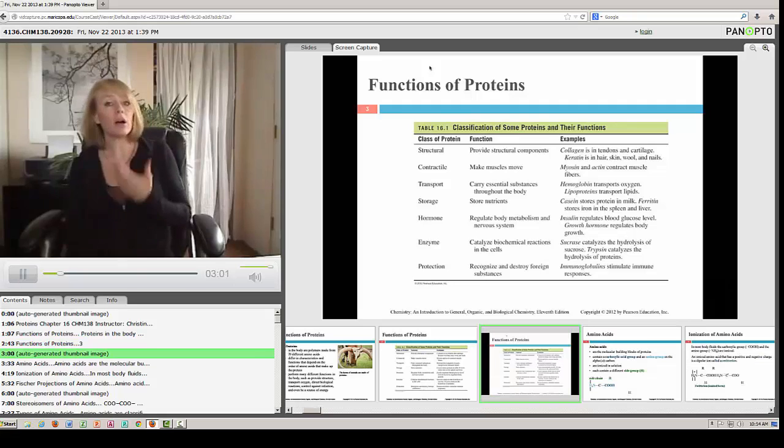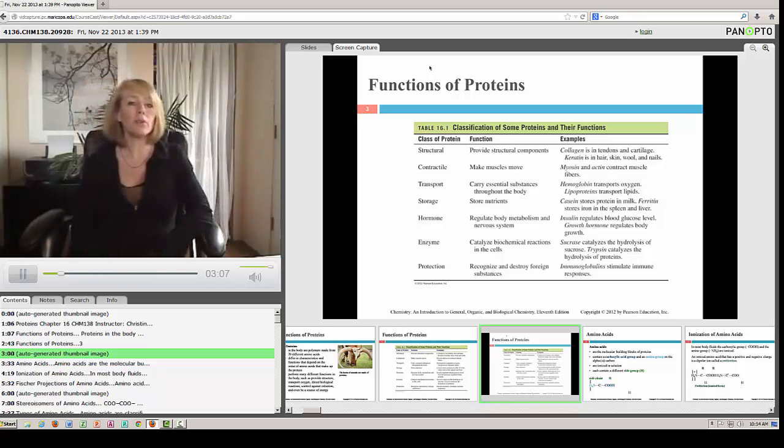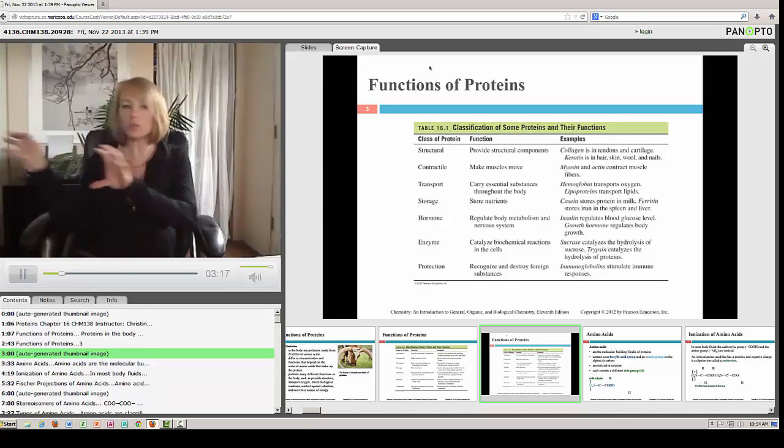Amino acids are the monomer that makes up the polymer that eventually makes the protein. So they are the monomer, mono meaning one and mer meaning unit. So there's one unit of amino acid, and each one unit strings upon the other with a peptide bond.